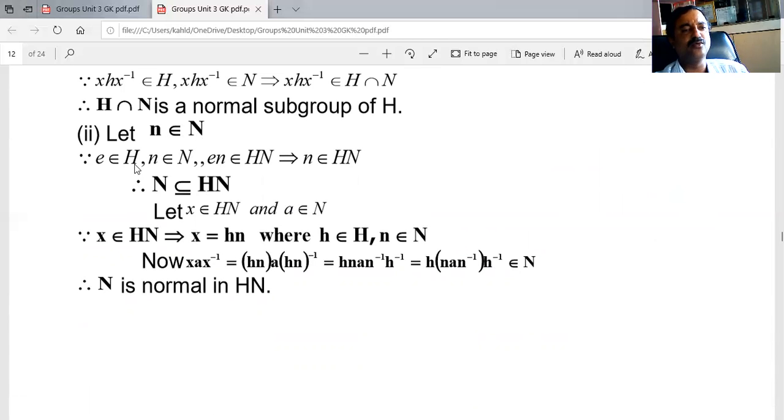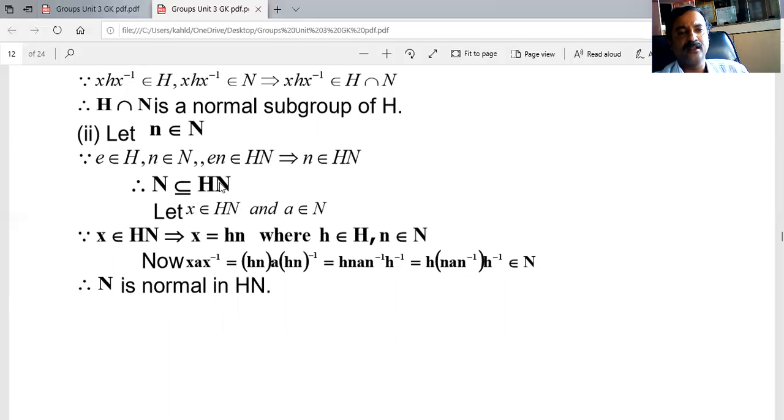We know that H is a subgroup, which means the identity exists in H. That means e belongs to H, n belongs to N. Then en belongs to HN. en means n, because e times n, where e is the identity, gives n. So n remains, n belongs to HN. Where we took small n in capital N, that small n belongs to HN. That means capital N is a subset of HN, N is contained in HN.